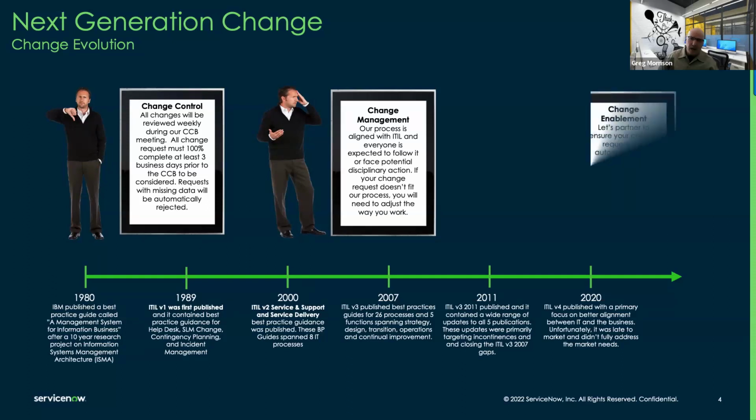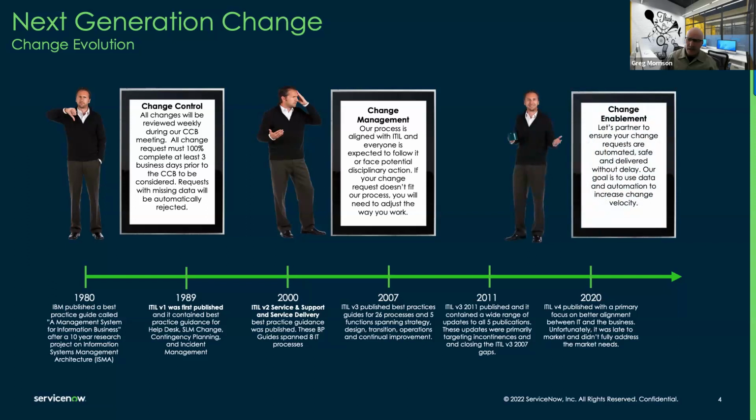Where we are today, in the 2020-plus timeframe, is we're seeing customers move to more of a change enablement model, where it's really about partnering to ensure your change requests are automated, safe, and delivered without delay. So the goal is really to use data-driven automation to increase change velocity.